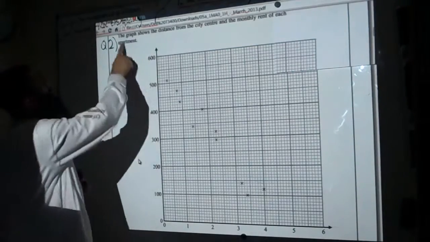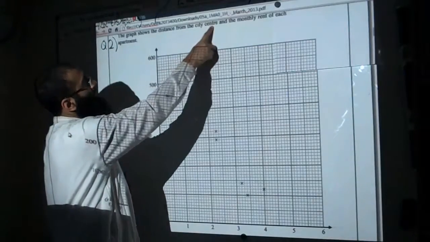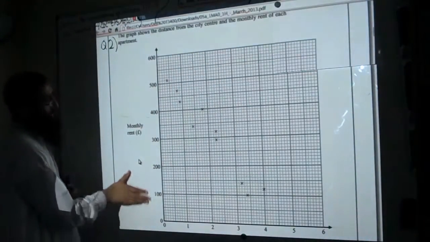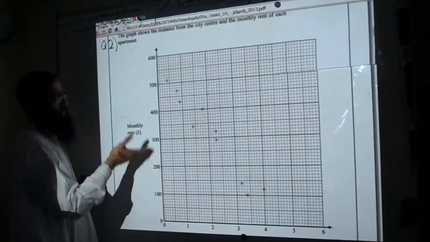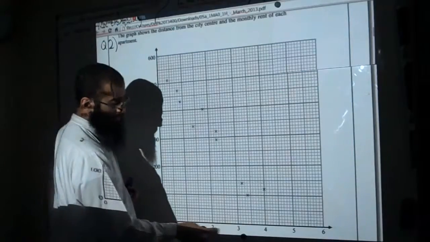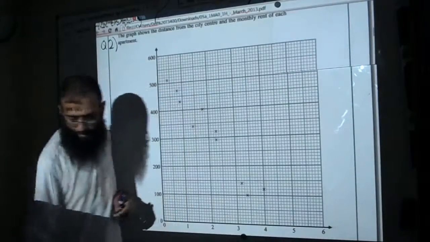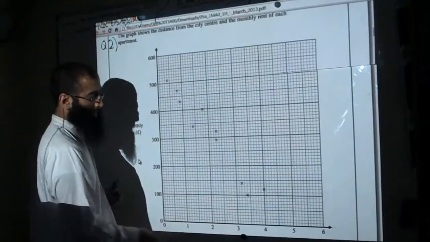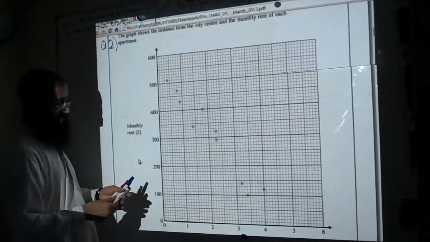The graph shows the distance from the city centre and the monthly rent of each apartment. So we have the monthly rent along here, 100, 200, 300, 400, 500, 600. On the bottom we have 0, 1, 2, 3, 4, 5 and 6 kilometers. The one on the bottom is the distance from the city centre. You just about got it into the scale.